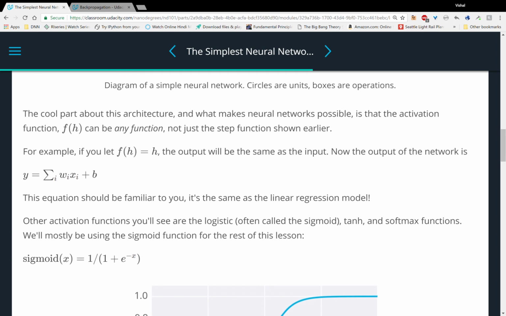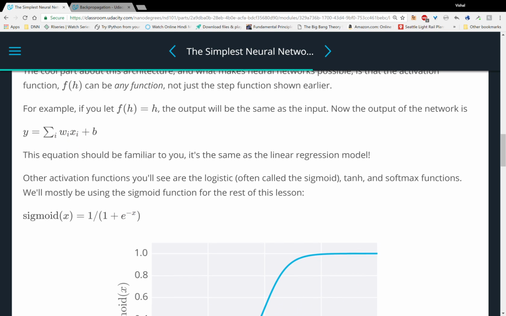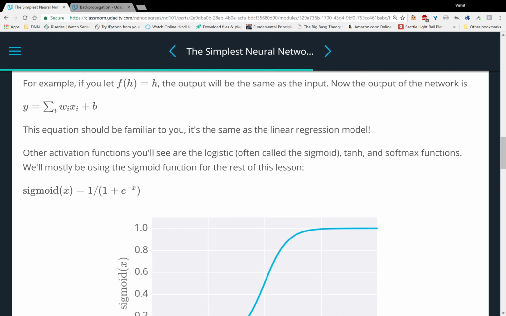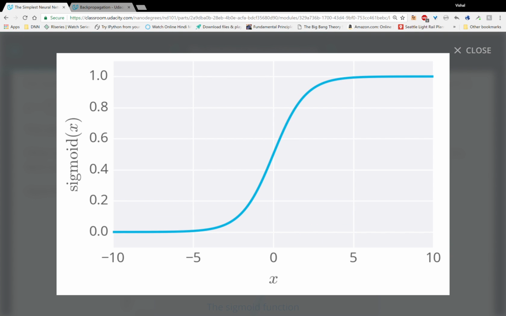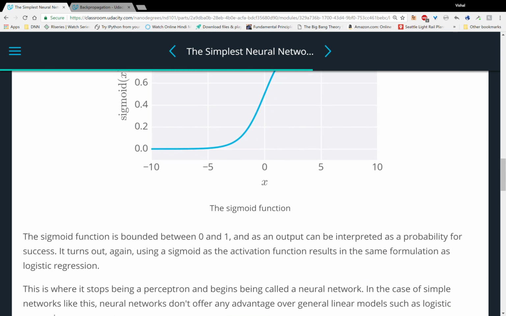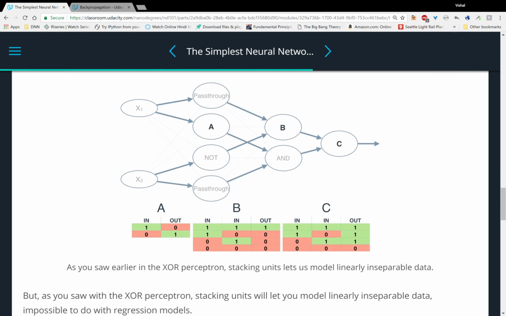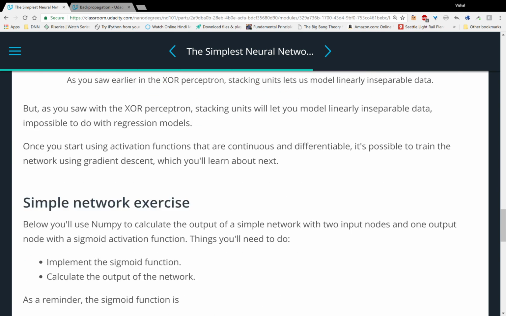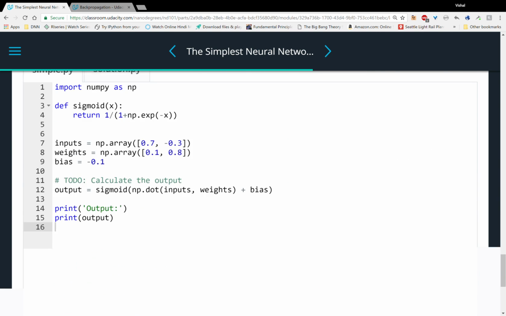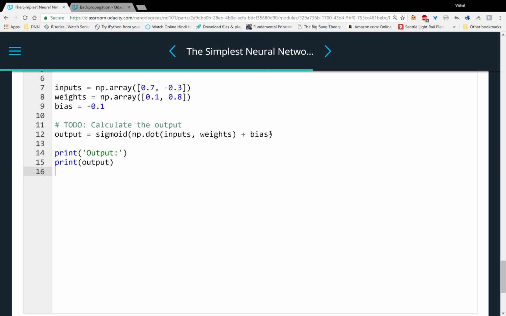You have the input, you apply this function. Let's say you applied the sigmoid function. So this is what the sigmoid function looks like, and you get an output. Okay, so that's it. It's very simple. And a simple exercise would be, you say that, okay, this is the input array, these are the weights, this is the bias vector, and the output is you take the dot product of the inputs with the weights, apply the bias, and then apply the sigmoid function to it.